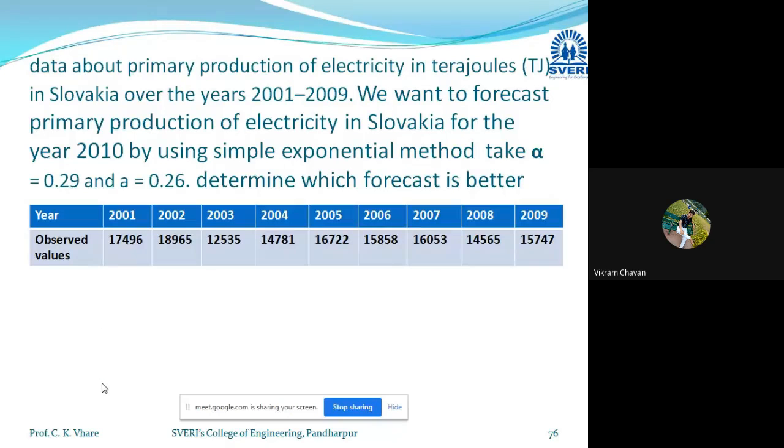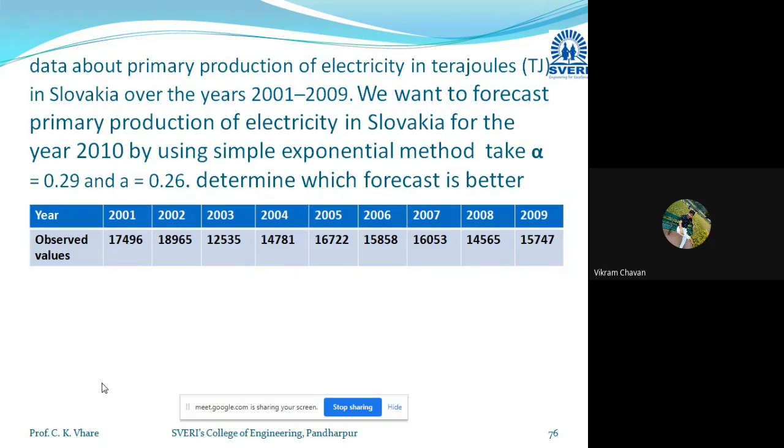Now we are going to see another kind of formula. Okay, please note down this formula: the data about primary production of electricity in terajoules. Symbol is capital T, capital J.